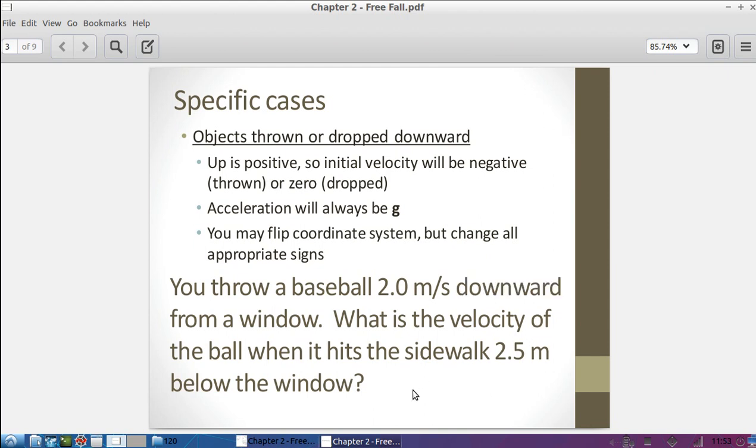What we're looking for is the velocity of the ball, so we're looking for a v final. We're looking for the velocity of the ball when it hits the sidewalk. Now, I want to take a moment because this happens very often too.